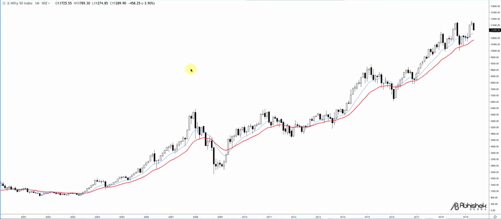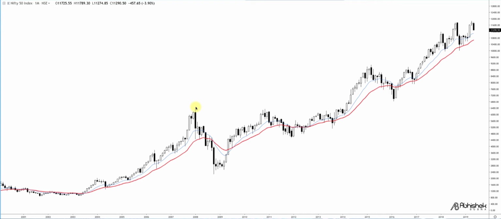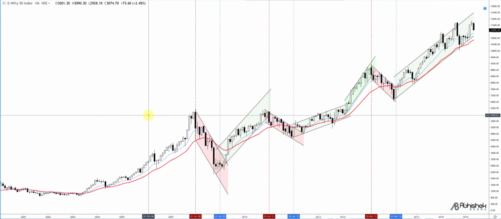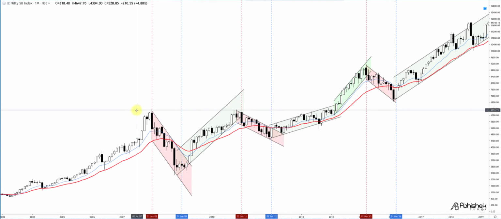Okay, so this is my monthly chart here, and we're going to start our analysis from 2007, which is this candle here. Okay, so I'm going to draw vertical lines and mark territories of this fall, this rise, this fall, this rise, this fall, and this rise. Just to quickly do that, this is how it looked like.